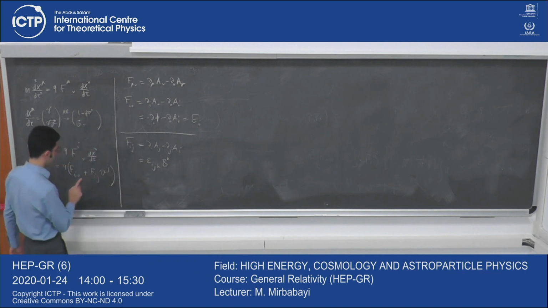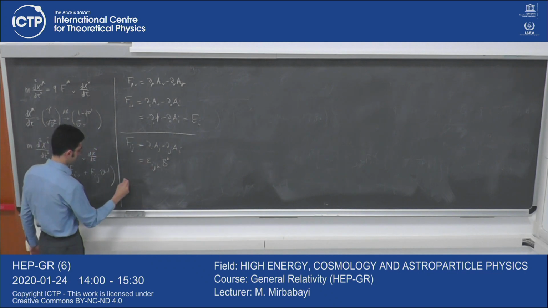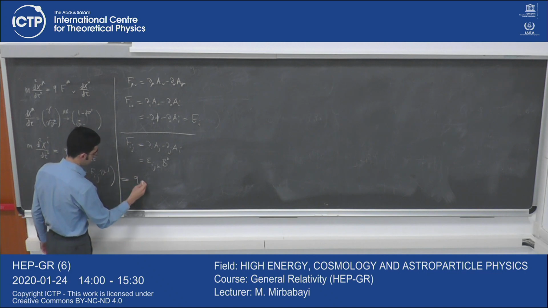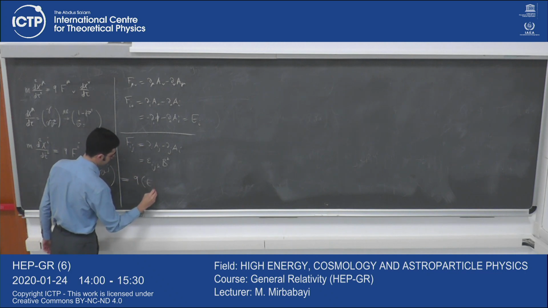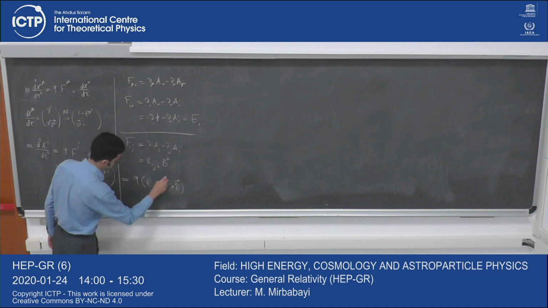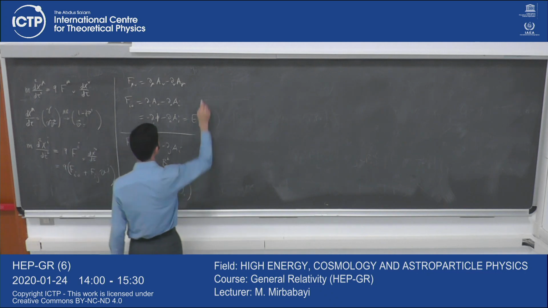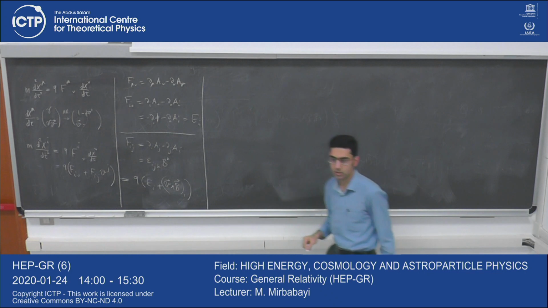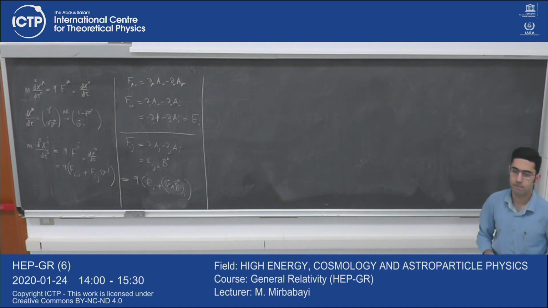And now if I plug these two expressions in here, I will get q times E i plus v cross B i, which is the Lorentz force. Questions?